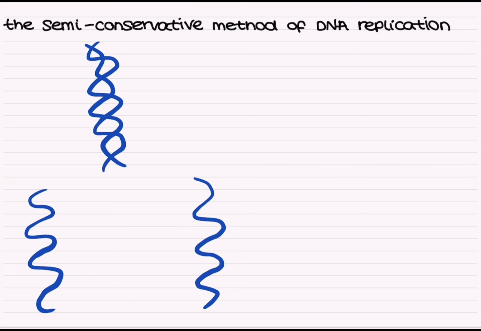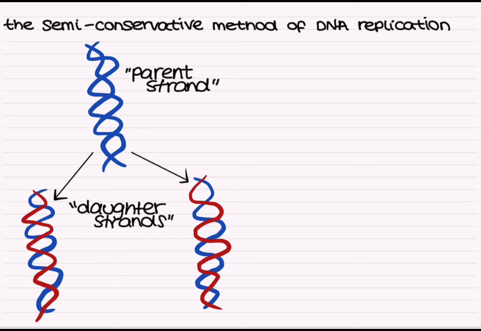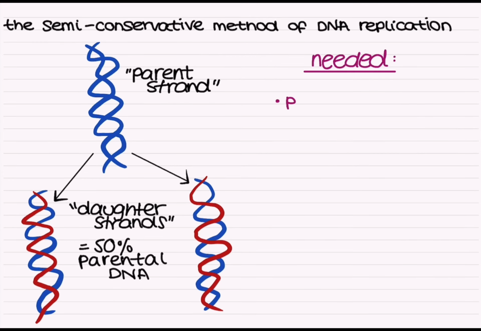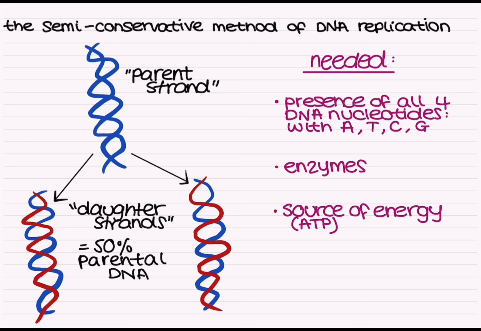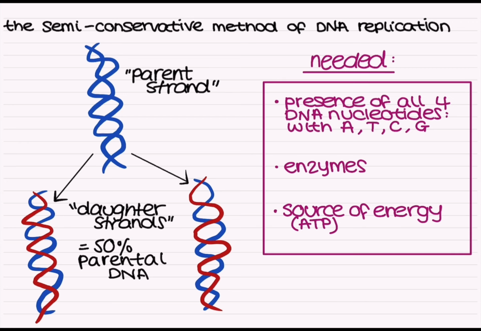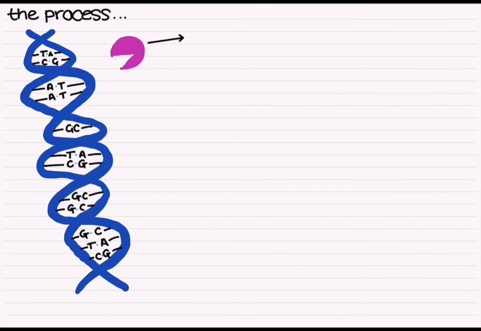The semi-conservative model suggests that the original DNA helix breaks apart and both exposed strands act as a template for new DNA. This results in new DNA that is 50% original and 50% new, hence the name semi-conservative. For this process to occur, we need the presence of all 4 DNA nucleotides, A, T, C, and G. We need the appropriate enzymes that catalyze various stages of the replication process. And finally, a source of energy is required. Energy is stored in molecules of ATP and is released during the hydrolysis of their terminal phosphate group.